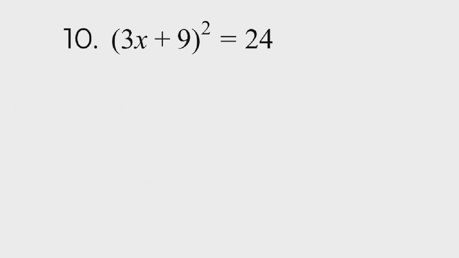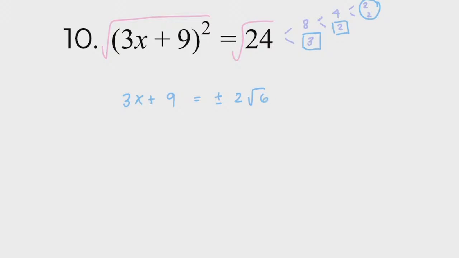In number 10, the 3x plus 9 is what is being squared, and it's already isolated, so we're going to go ahead and square root both sides. 24 breaks up into 8 and 3. 8 breaks up into 4 and 2, and 4 breaks up into 2 and 2. So there's going to be a pair of 2's that come out of the square root, and the 3 and the 2 don't have pairs, so those are going to stay on the inside. So we're left with 3x plus 9 is equal to plus or minus 2 rad 6.